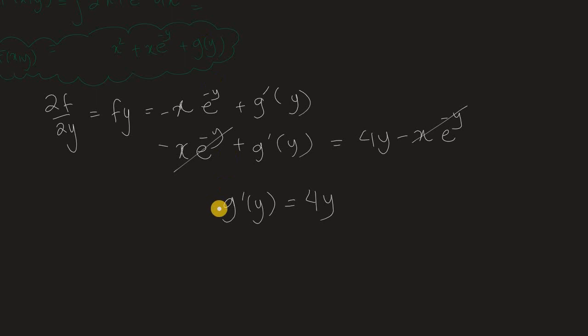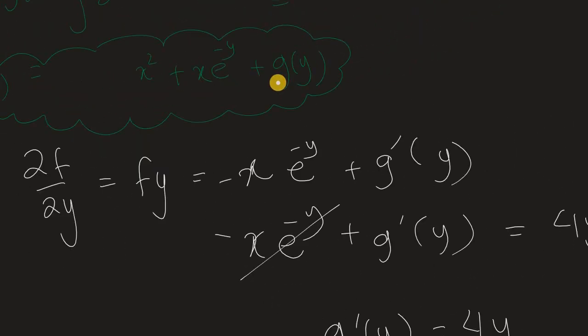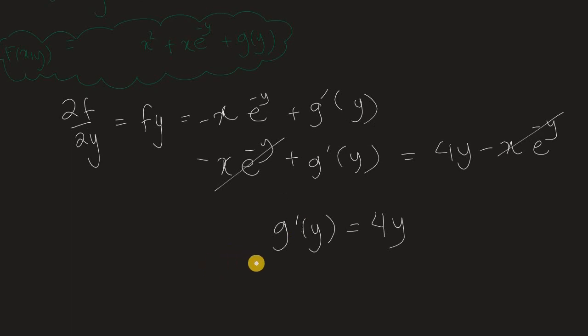So we have found our g prime of y, but now wait, we didn't find g of y. You guys see here? We were looking for g of y, but we just found g prime of y. We didn't find g of y. So what do we do to get the g of y then? So for that, let me recall again. What do we do to undo the derivative? Yes, you're right this time.